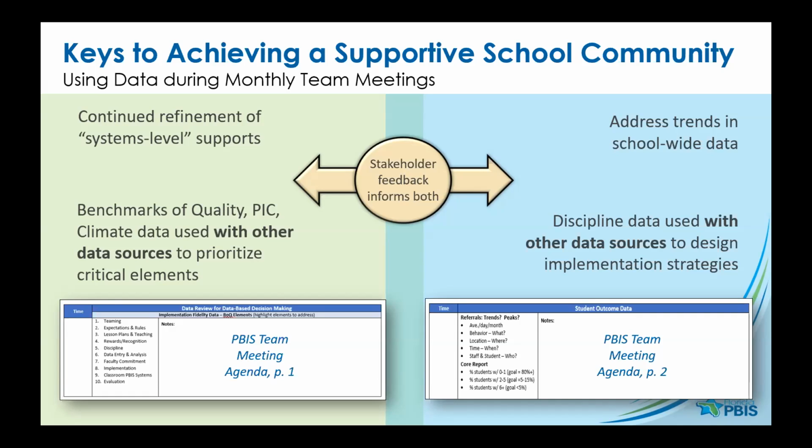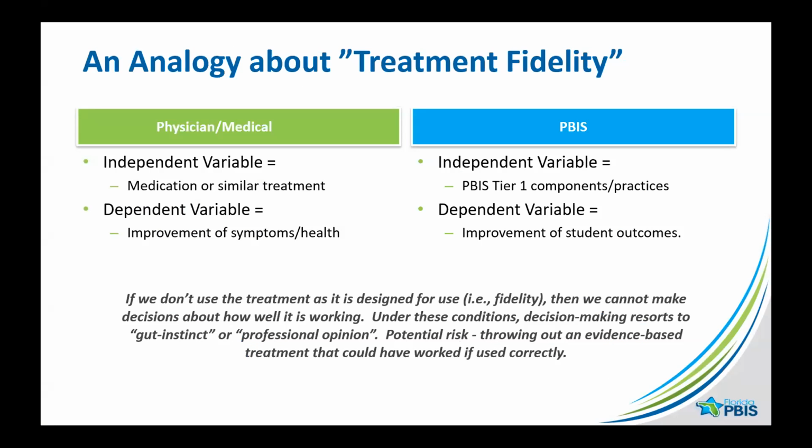So discipline data used with other data sources can help us design implementation strategies. So we may come up with and realize we don't have a clear discipline referral process, and our data may show, you know what, we're getting all kinds of different things from teachers filling things out. That may help us determine, you know what, our fidelity data were showing we weren't implementing this section well, but also when we look at our actual data that are coming in, there's all kinds of ranges in how people are filling things out. So that can help us determine how we're going to make changes within implementing on that school campus.